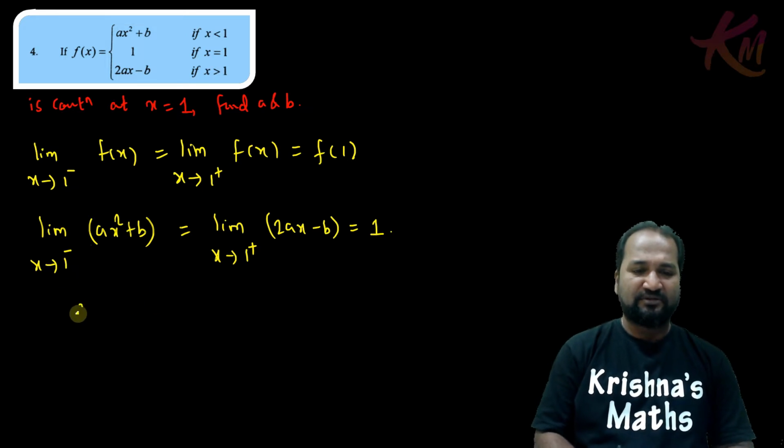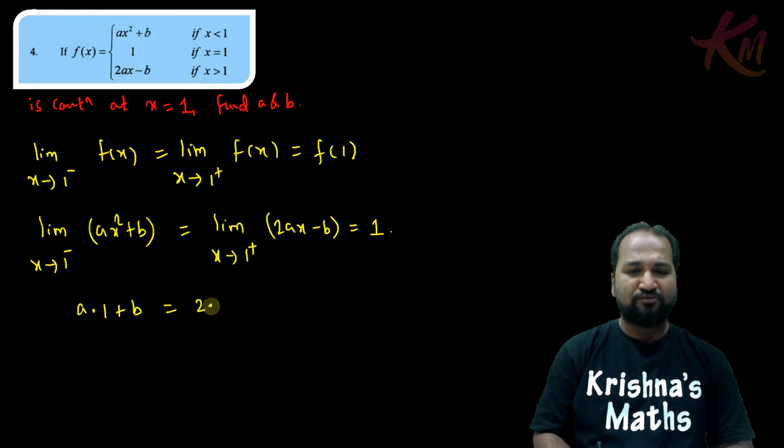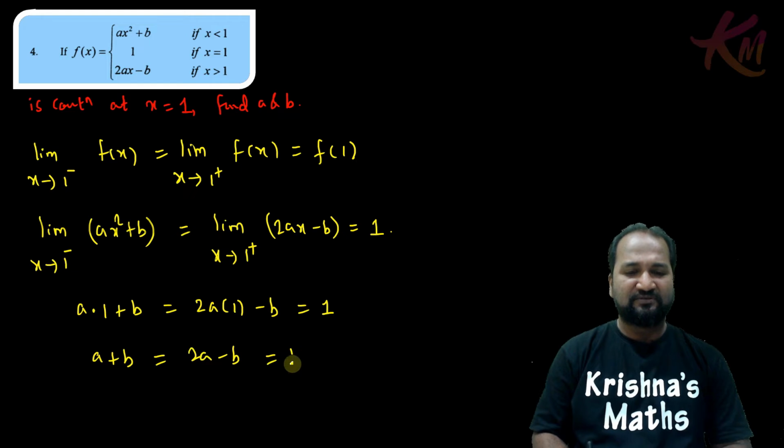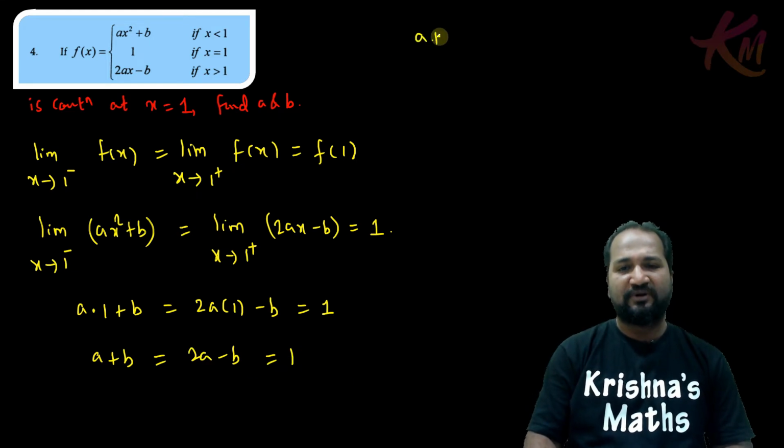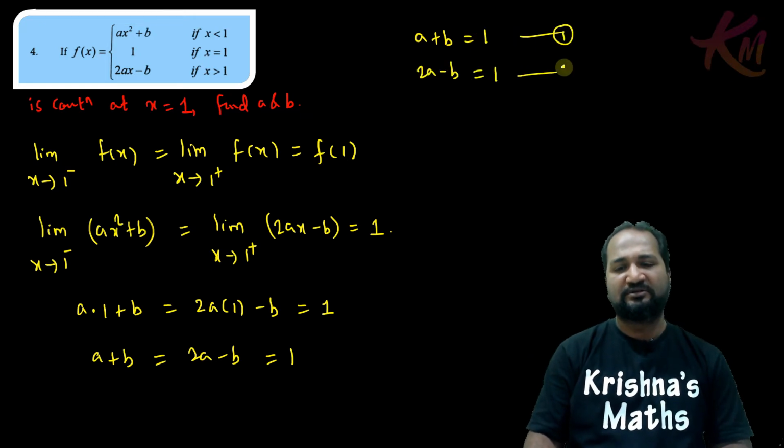So putting x as 1, a into 1 square will be 1 plus b, equal to 2a into the value of x, 1, minus b, and this is equal to 1. So this is a plus b equal to 2a minus b, and this is equal to 1. So a plus b is equal to 1 and 2a minus b is equal to 1. This is equation 1, this is equation 2.